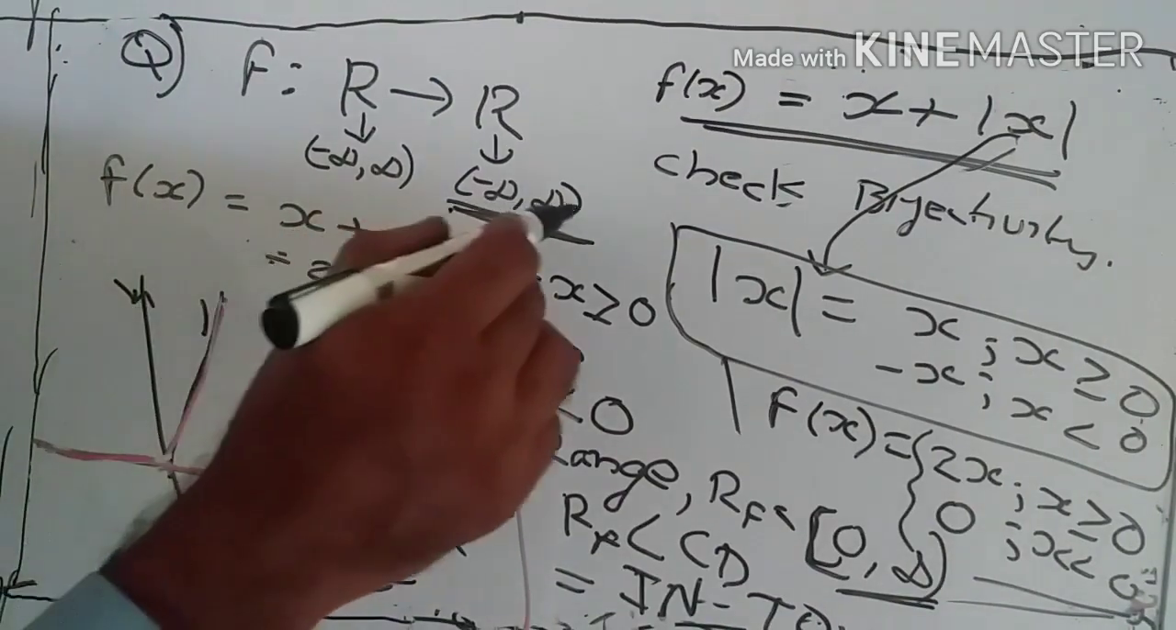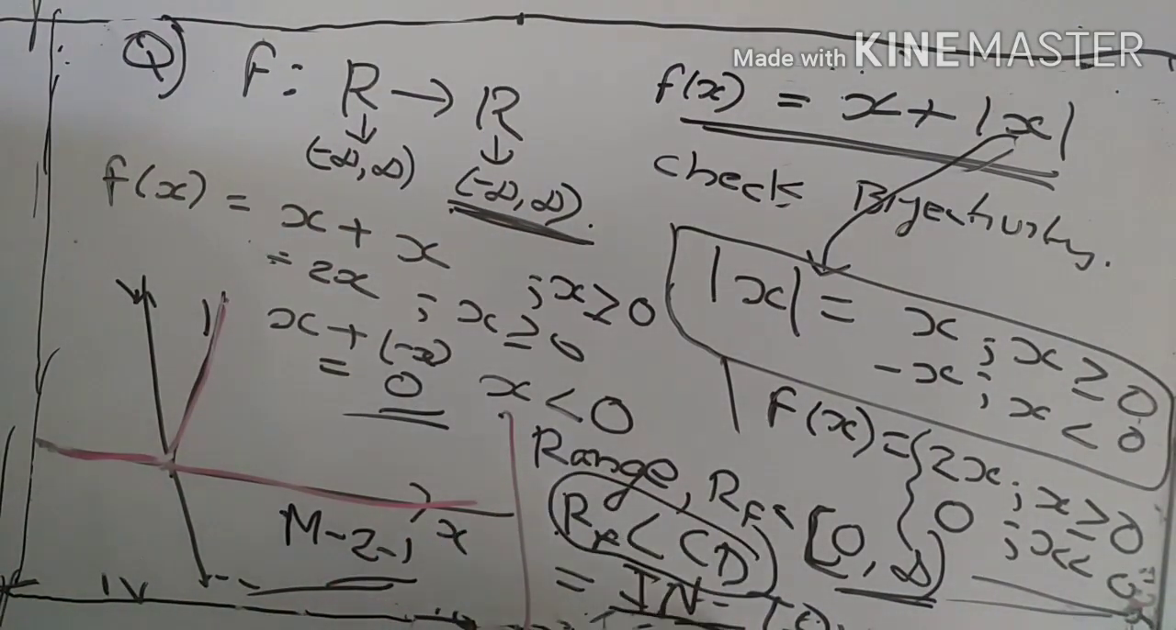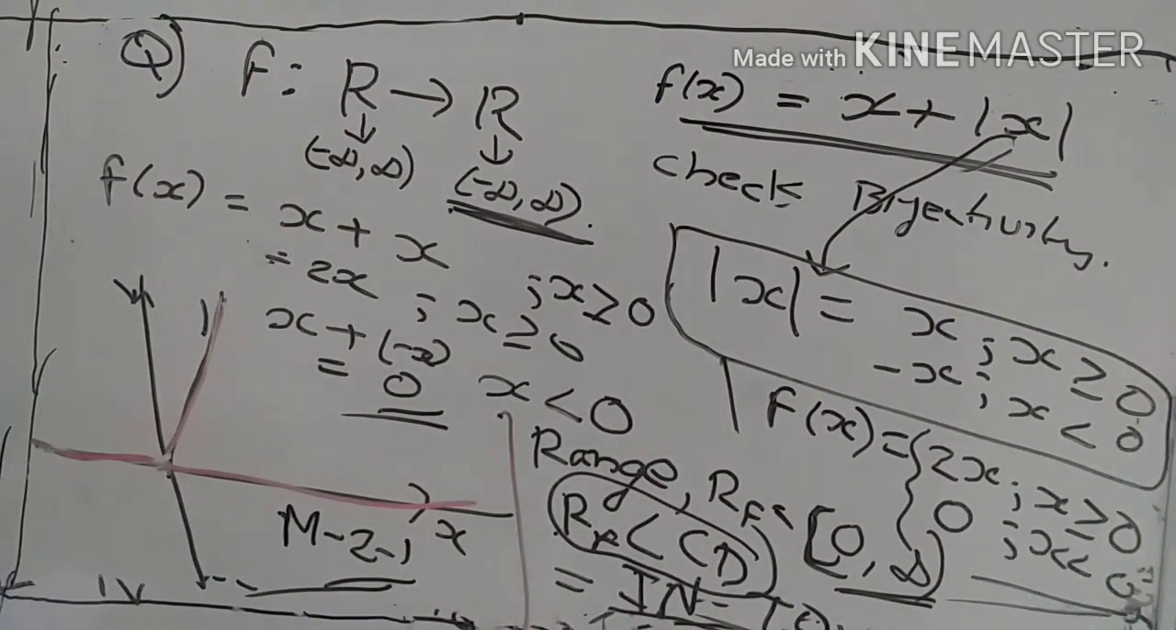The codomain is minus infinity to infinity. The range is less than the codomain. The function is an into function. That is, this function is not invertible. No inverse function exists for this function.